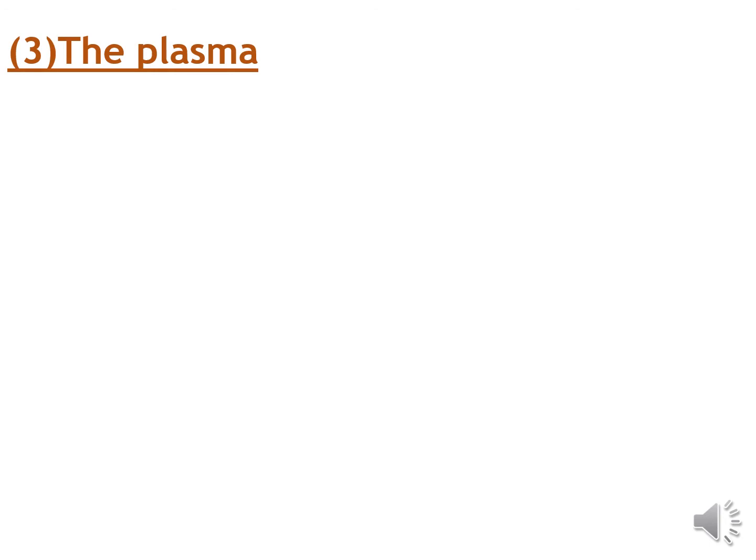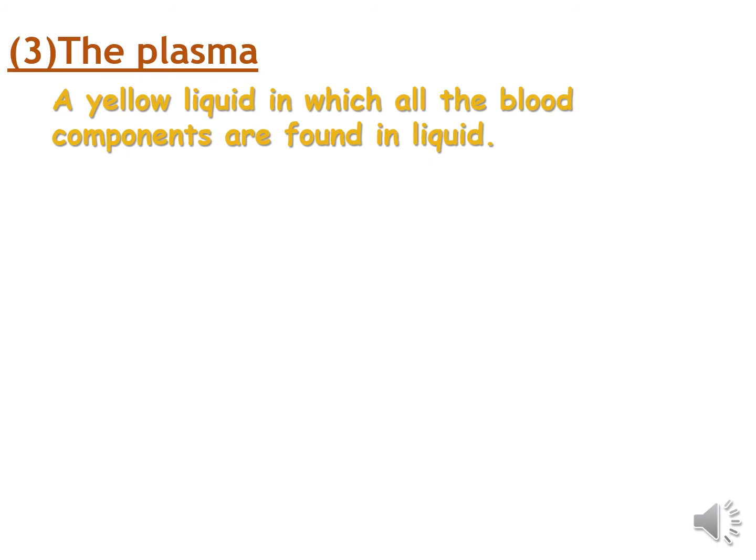The third component of blood, the plasma. A yellow liquid in which all the blood components are found in liquid. So, blood is in liquid state due to the presence of plasma, which is a yellow liquid.